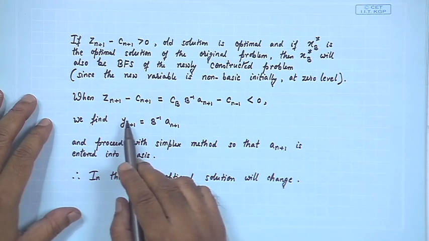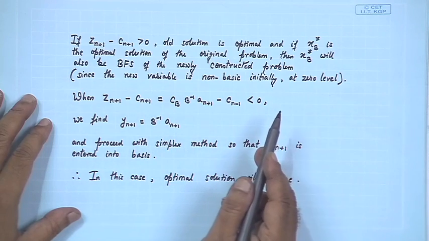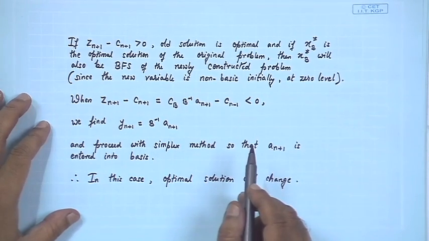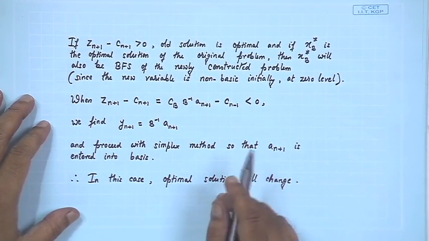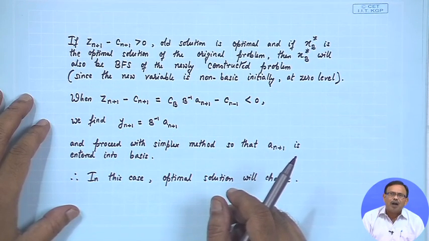Or in other words, if Zn plus 1 minus Cn plus 1 is less than or equal to 0, then I have to reformulate the problem. Please note this one. We have to reformulate the problem and use the simplex algorithm to obtain the solution.